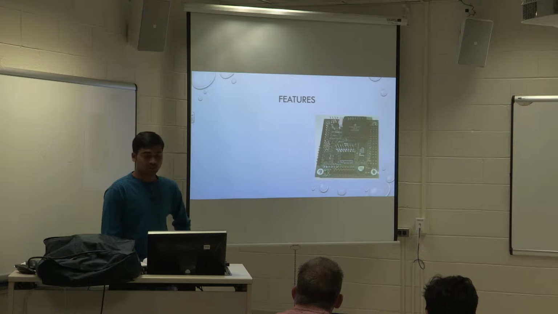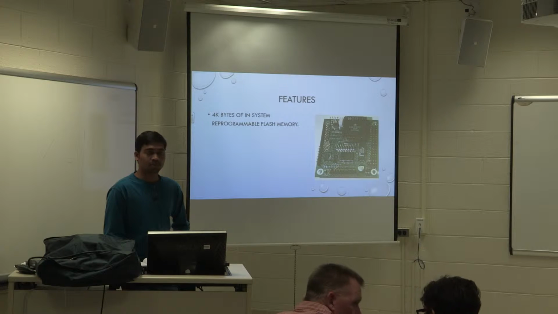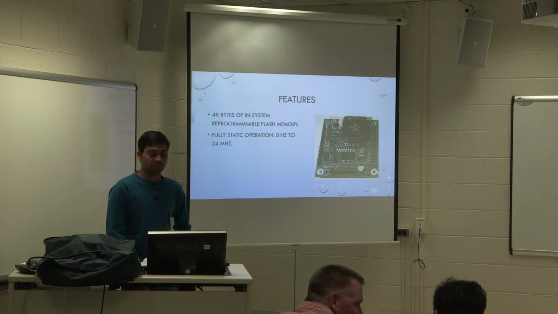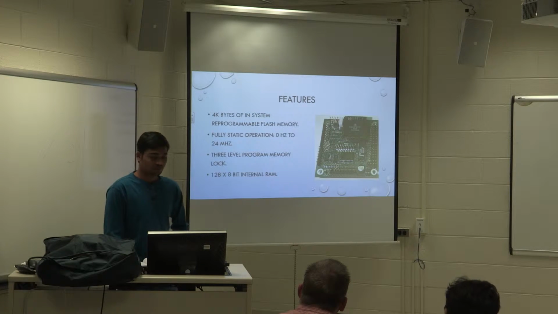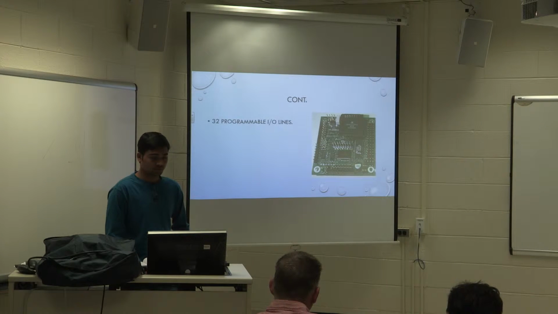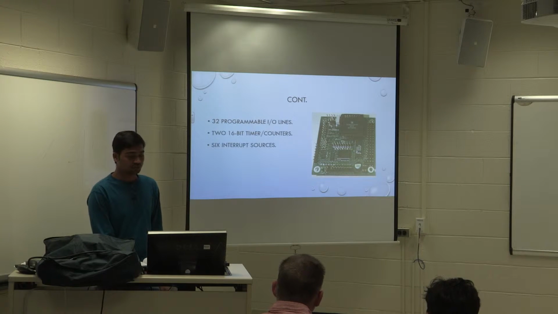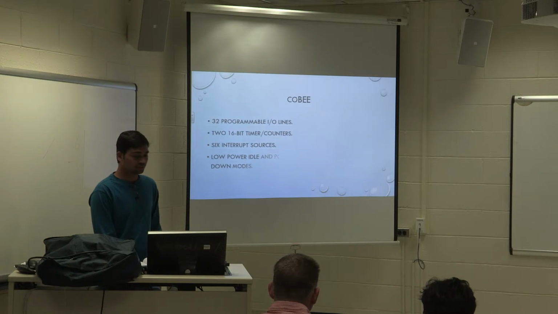Here are the features of car-to-car communication. It has 4 KB of in-system reprogrammable flash memory, fully static operation from 0 Hz to 24 megahertz, and 3-level program memory lock. It has 128 by 8-bit internal RAM, 32 programmable input output lines, and two 16-bit timer counters, 6 interrupt sources, and low power idle and power down modes.